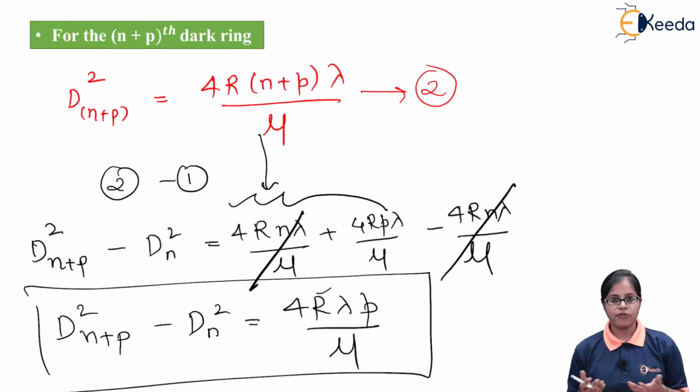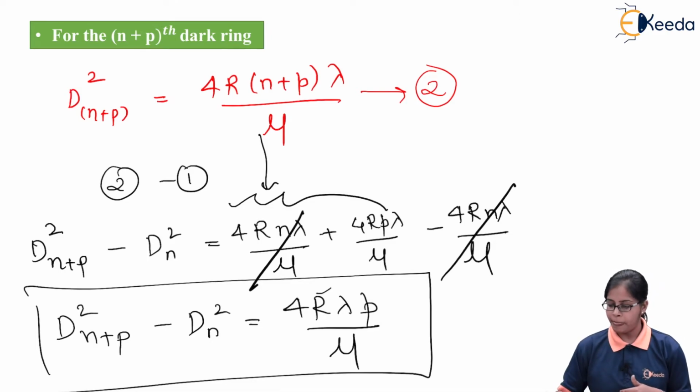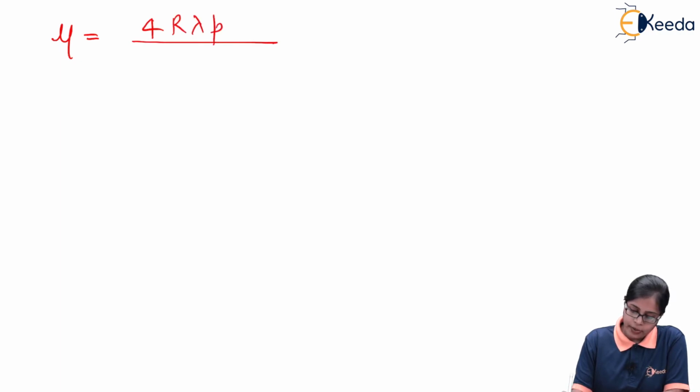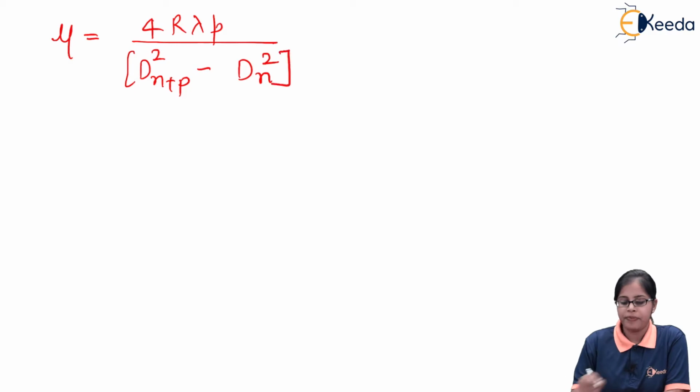So from this we can obviously shuffle the equations accordingly. Taking mu on this side and the subtraction term on this side, we are going to get mu on the LHS and the remaining term, that is 4Rλp divided by the diameter of the n plus pth dark ring squared minus the diameter of the nth dark ring squared. So this gives me the ratio of the values giving me the refractive index.